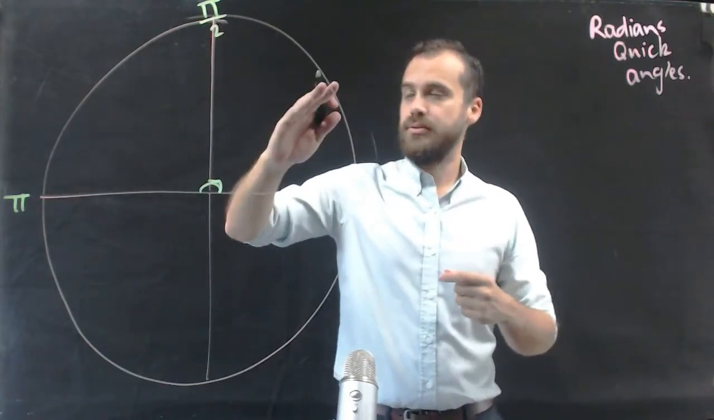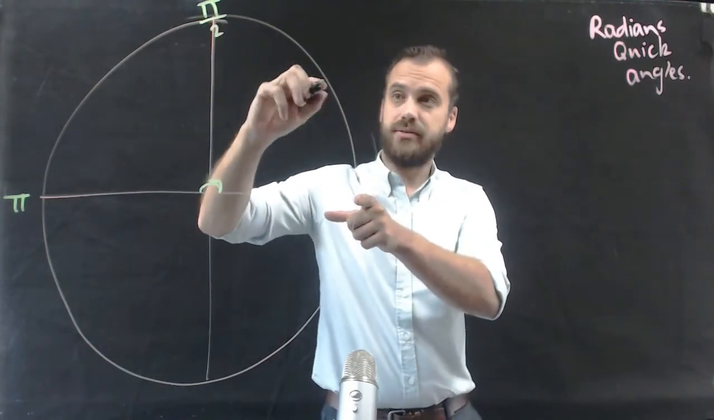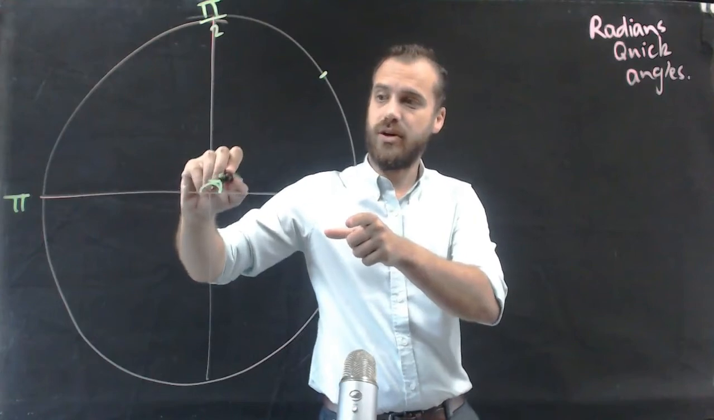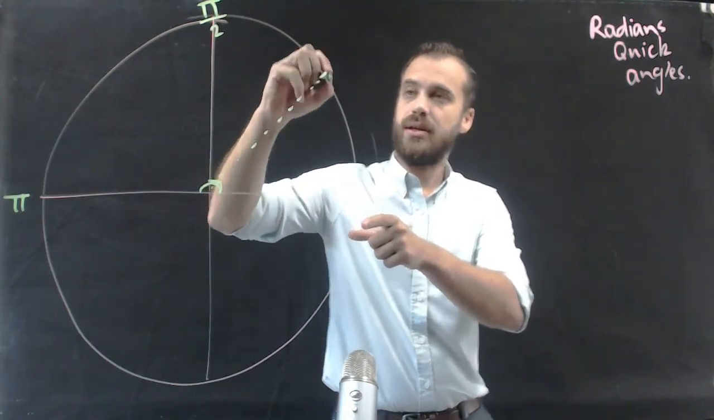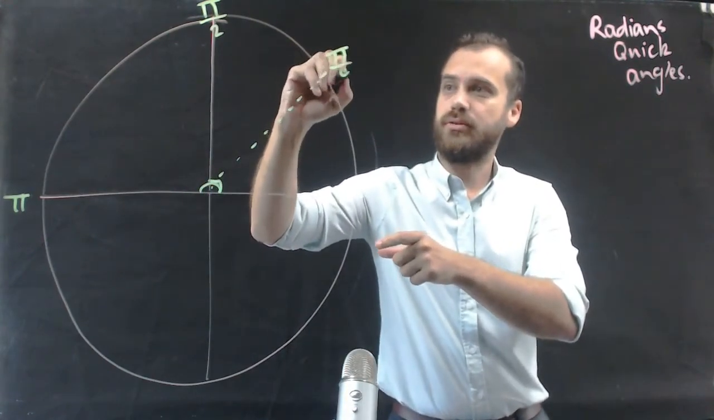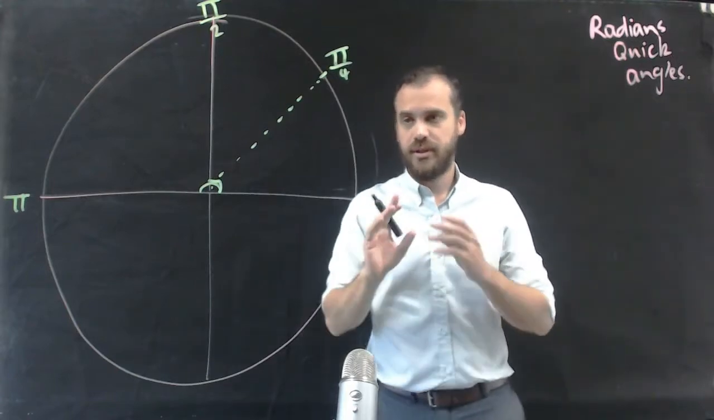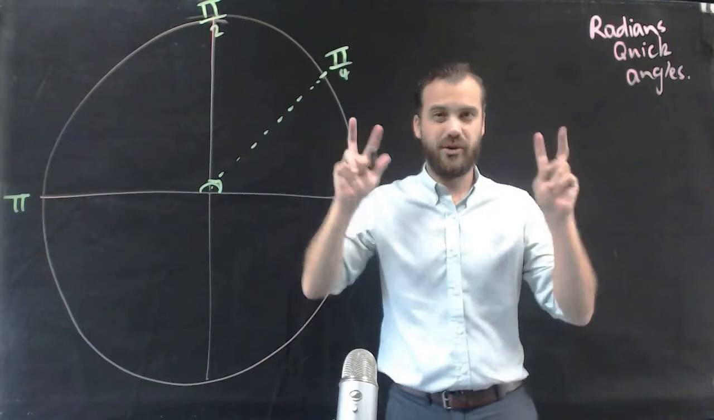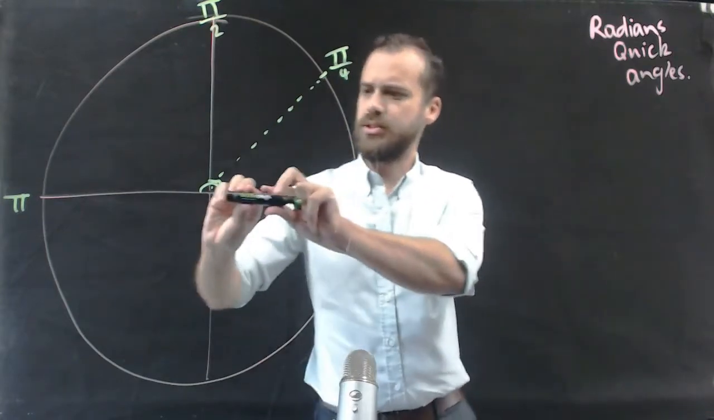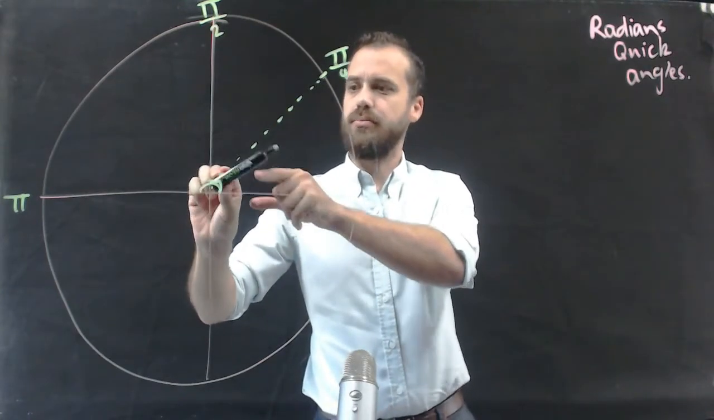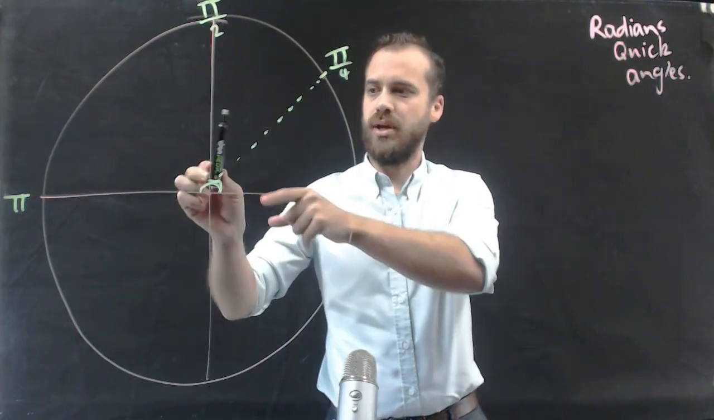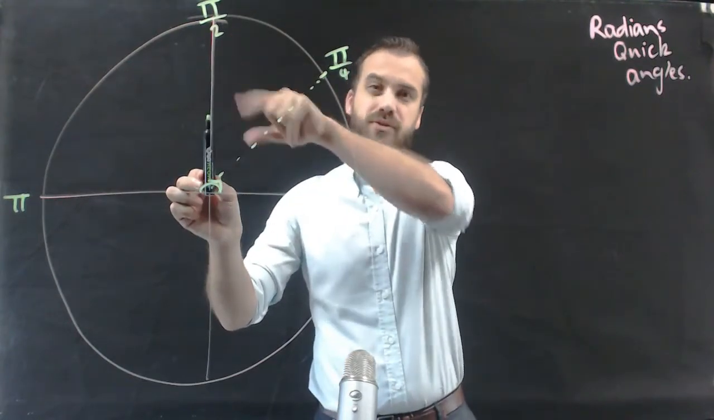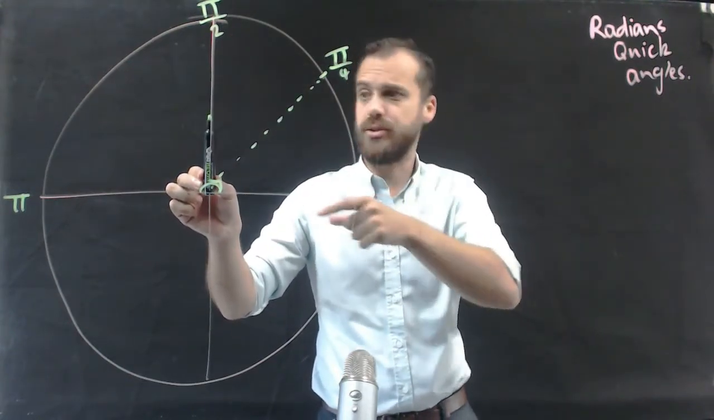If I go again and halve that, that's going to give me 45 degrees, and that's going to be pi on 4. Okay. Now, from here, I'm going to do all of the pi on 4s. So starting here, we have pi on 4, we have 2 pi on 4, and if you simplify that, that's just pi on 2.